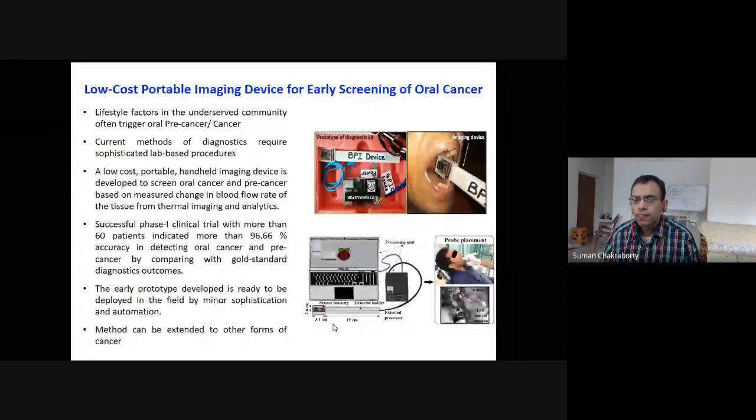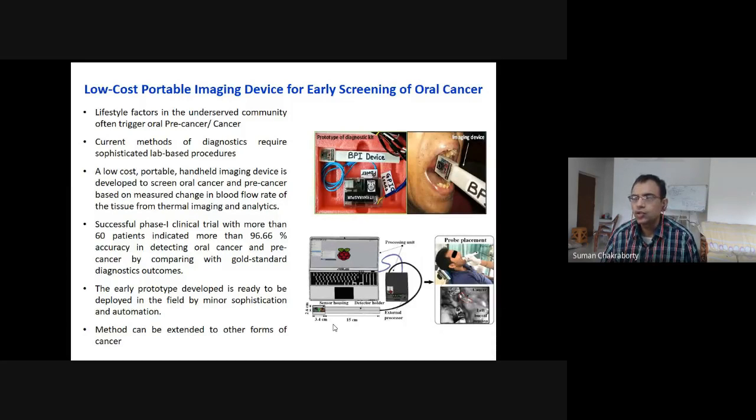What it means is that a large number of rural people do not actually fall under the ambit of the gold standard diagnostic technologies, not only for oral cancer, but for a very important stage which is called oral pre-cancer. It is not cancer, but a prelude to cancer, and if proper intervention is made at that pre-cancer stage, this deadly cancer can be prevented.